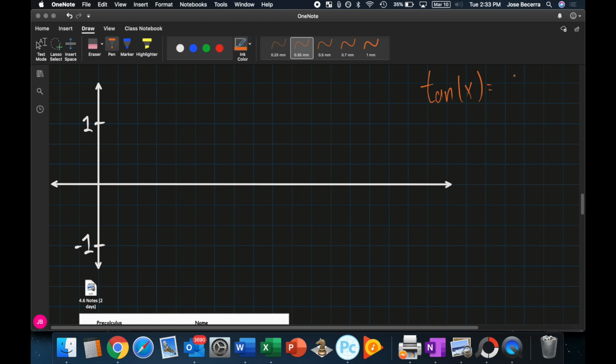Tangent is equal to sine over cosine. So using sine divided by cosine is how we're going to be able to graph tangent. Now let me show you exactly what I mean.